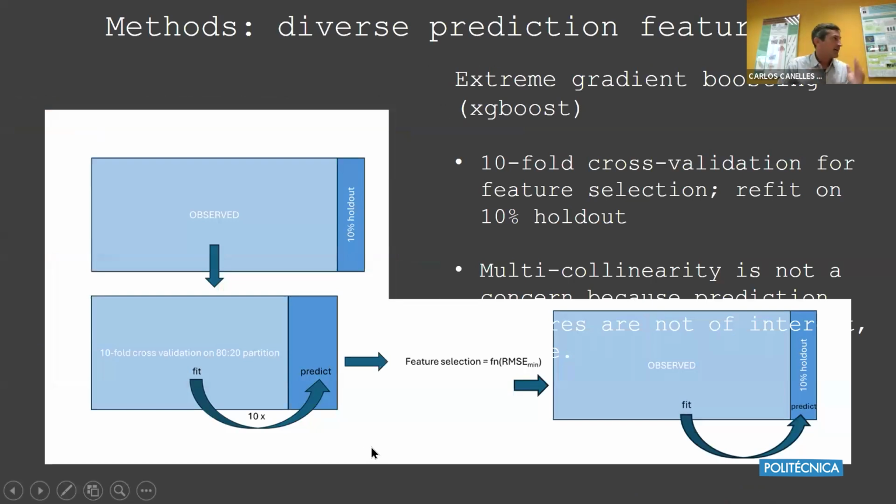This is pretty standard, using XGBoost, tenfold cross-validation. We first took a 10% holdout, and we were using the tenfold to develop our features and figure out where we stopped improving on the root mean squared error. And then that feature set was fit on the entire 90% and then predict that 10% holdout.